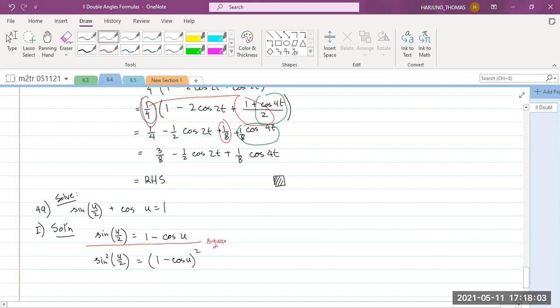Why do you square both sides, Thomas? Because the original formula for sine half angle is plus minus square root of 1 minus cosine u over 2. Do you remember that? Okay. So I don't like the plus minus, that's the thing. However, I can get rid of that by squaring both sides. So this becomes 1 minus cosine u over 2. And on the right-hand side, I have 1 minus cosine u being squared.